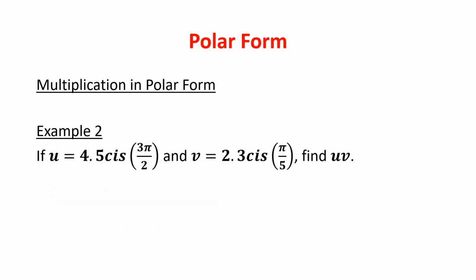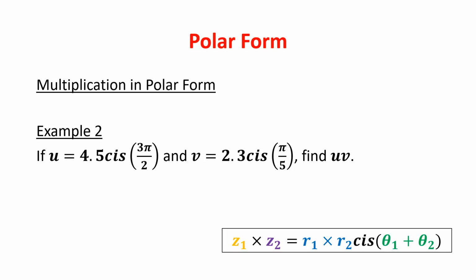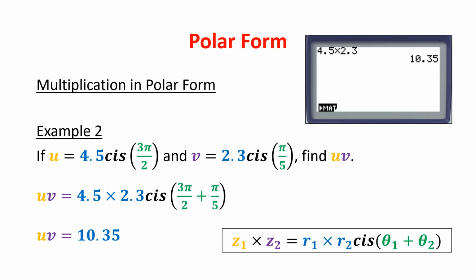Second example, but this time we're using radians. So here's our rule. We've got our first complex number, U, 4.5 cis 3 pi over 2, and our second complex number is called V, 2.3 cis pi over 5. We want to work out what's U times V. So once again, we start off by multiplying the moduli, 4.5 times 2.3. We pop down cis, and then we add the two arguments, θ1 plus θ2. Now when I work out 4.5 times 2.3, I get 10.35. Then I write down cis.